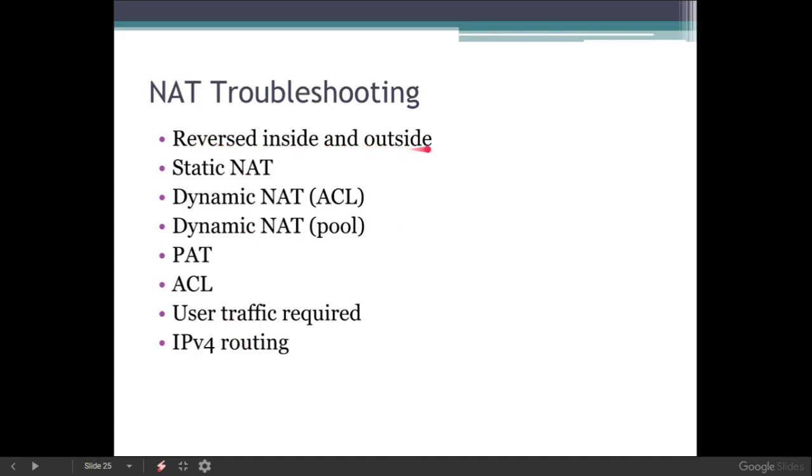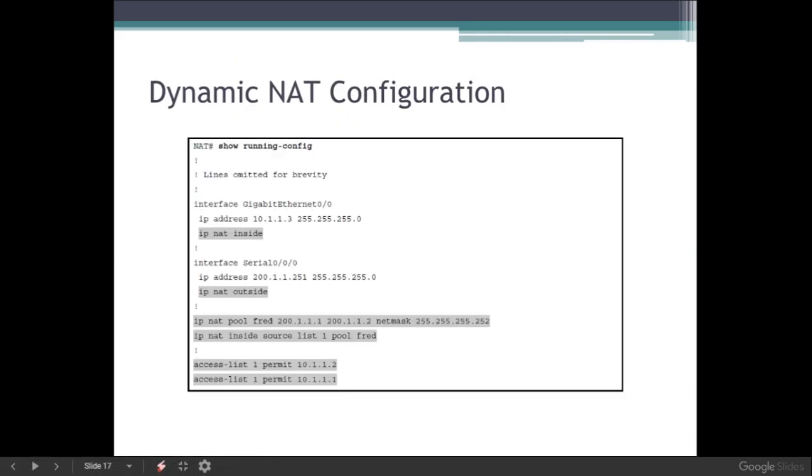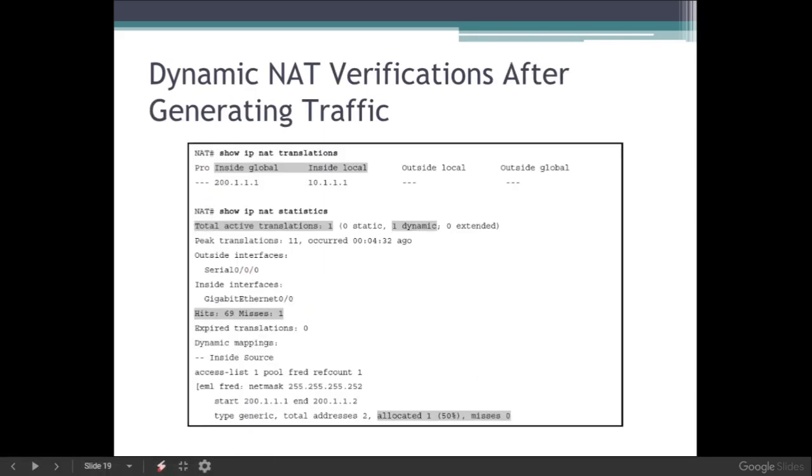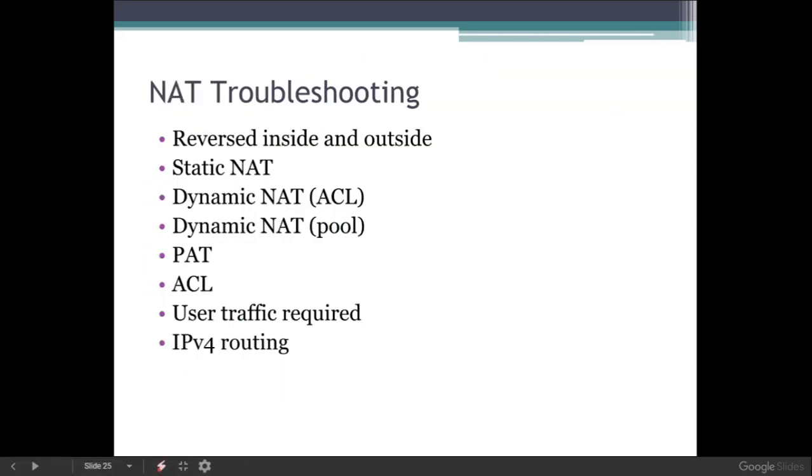Persons often reverse the inside and the outside. So in the configuration, I'm going back up, like right here, persons make the mistake of putting the inside addresses right here, and then put the outside addresses here. Okay. So they just reverse them. So when they're troubleshooting, that's something you look out for, to see if when it was being configured, somebody reversed the things.